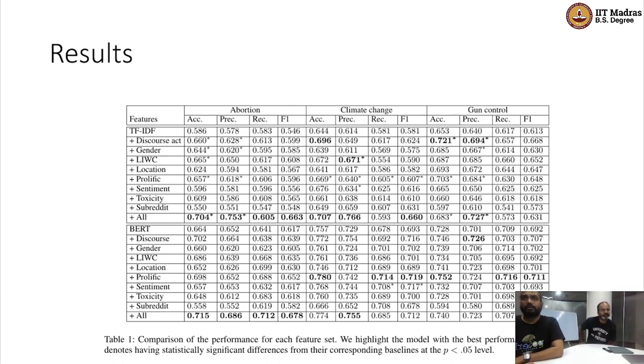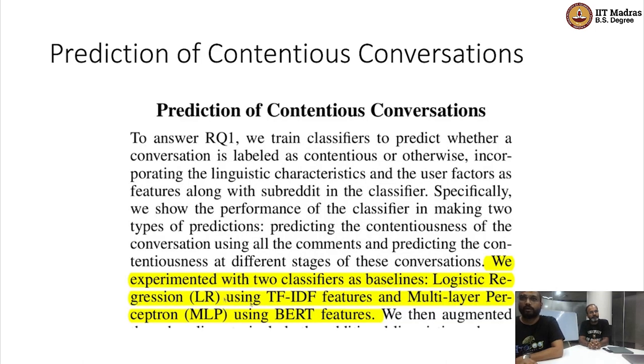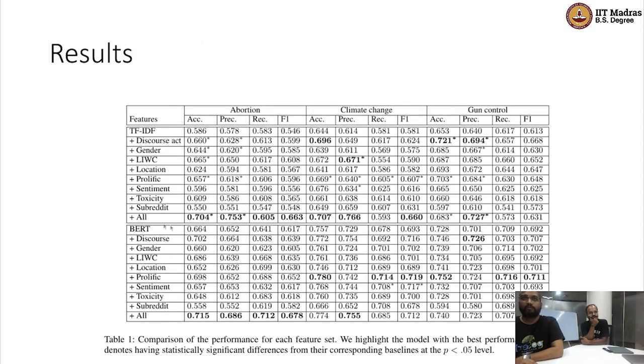Having converted all the posts into these features, let's look at how good these two models that the author chose are at detecting whether a post is contentious or not. The good way to read this table is that, as authors mentioned, they use two classifiers. One is logistic regression using TF-IDF features and the other is a multi-layer perceptron using BERT features. So the bottom half is MLP and BERT. The top half is logistic regression with TF-IDF. The first row in each of these buckets tells you that if you just use TF-IDF and logistic regression, this is the accuracy, this is the precision, this is the recall, etc.